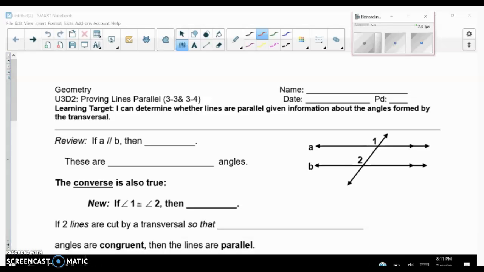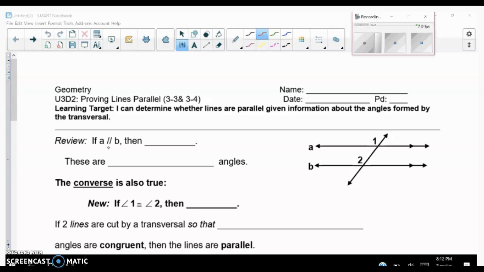Mr. Rowan here. If you recall, last class we talked about some angle relationships that we see when we have two parallel lines and a transversal that goes through them. So today we're going to determine whether lines are parallel given information about the angles. So we're kind of going backwards.